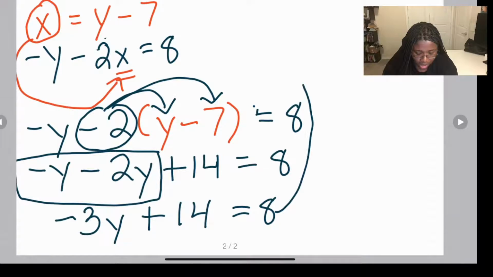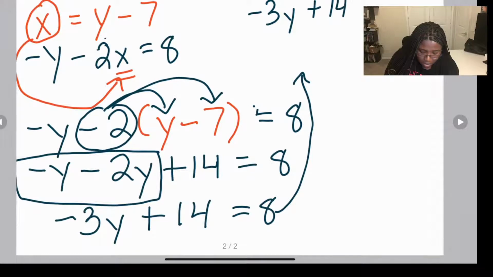I'm going to jump all the way back up here so we have some room. Uh-oh. Can't see that. There we go. Okay. Move my head.